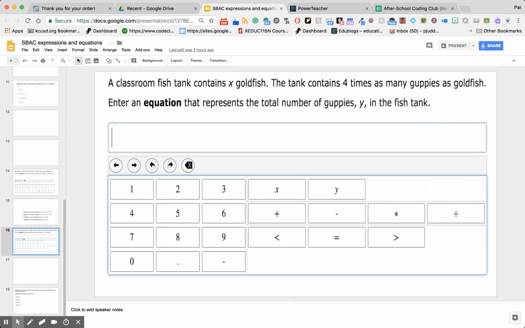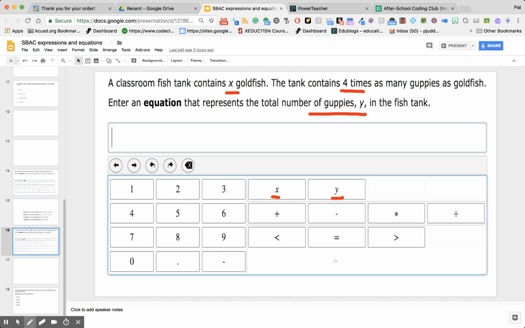And let's go to the next item. A classroom fish tank contains X goldfish. The tank contains 4 times as many guppies as goldfish. Enter an equation that represents the total number of guppies Y in the fish tank. Again, they're asking you to translate from English to algebra, and they want an equation. And I'm noticing that there's an X and a Y variable included. So you're going to be using your equation editor when you type in your equation.